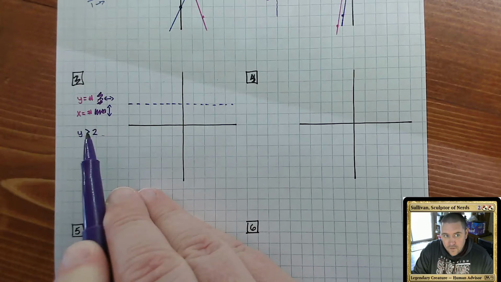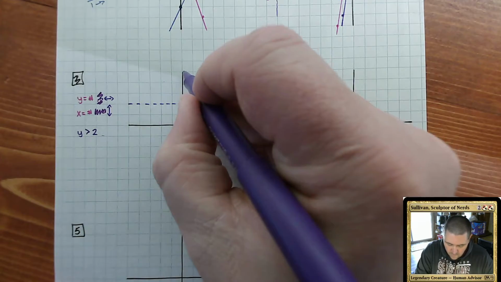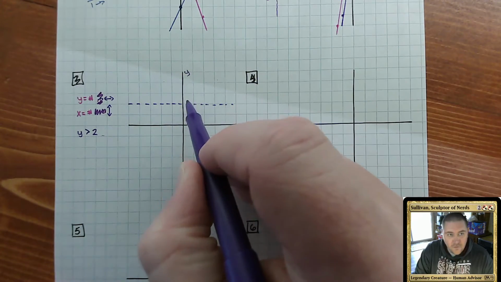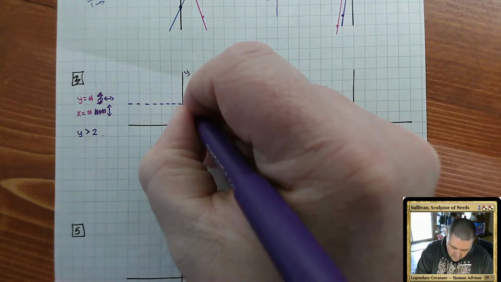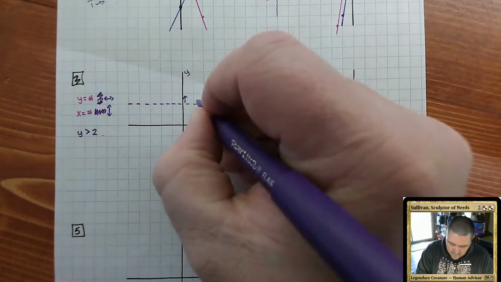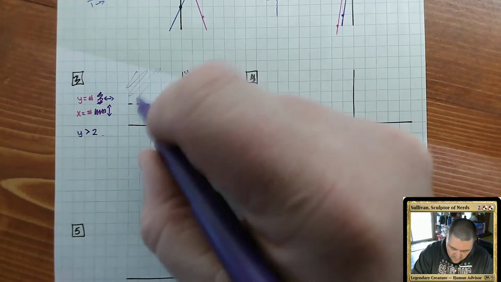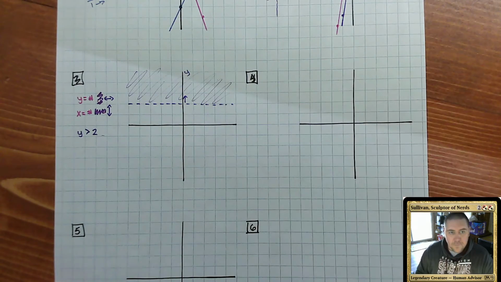Y is greater than 2. Well, this is the y-axis. So if y's are greater, then I'll go towards the bigger numbers, which means I'll shade everything up here. Okay?